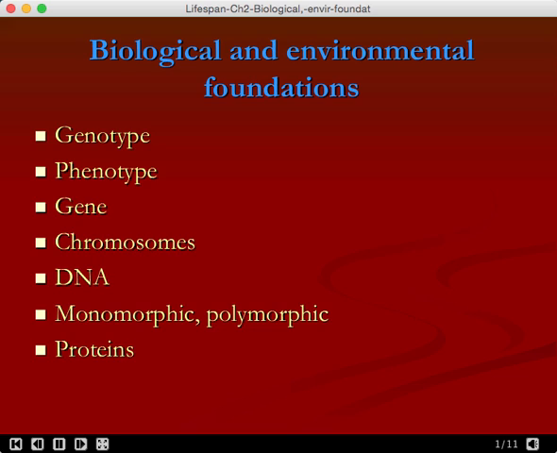The basic unit of heredity or biology is the gene. Genes are always influenced by the environment and by the person's developmental history. From your parents, you inherit genes, also called segments of DNA, located on chromosomes. Chromosomes transmit and store genetic information. They are rod-shaped structures comprised primarily of DNA.